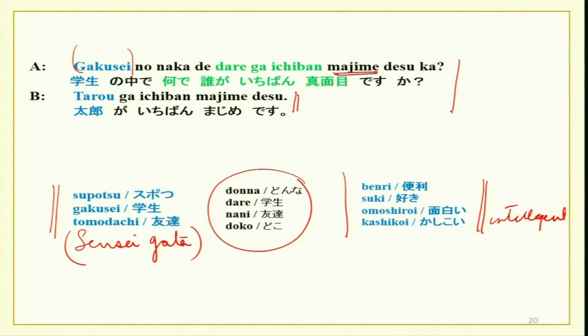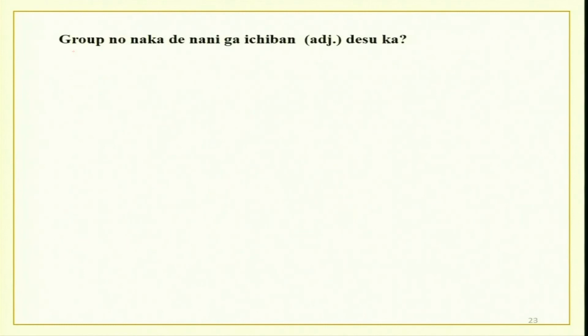Now, when talking informally or asking preference or choice, what do you say? Group no naka de nani ga ichiban, whatever the adjective, you just now did it. So, this is a general statement. This is what you would ask, that within a certain group, what is ichiban, what is most, and depending on the adjective, the meaning will come. We did it just now in our previous slide, but this is within a group.